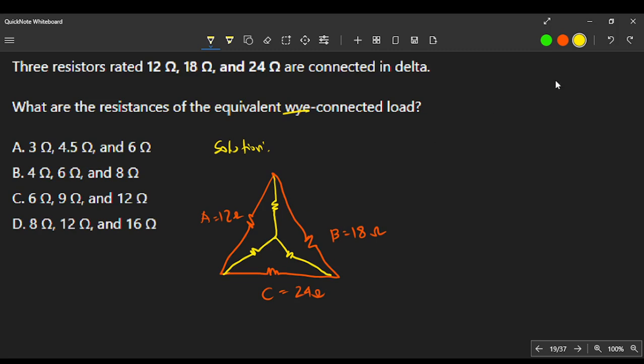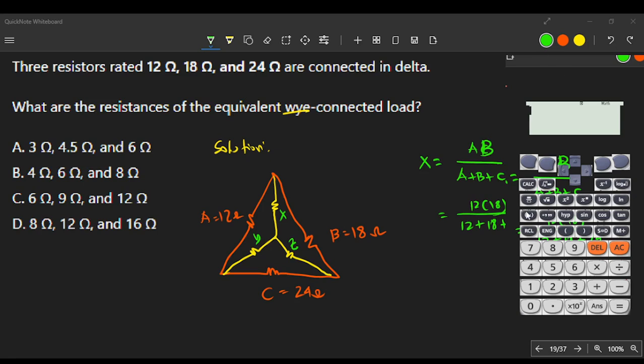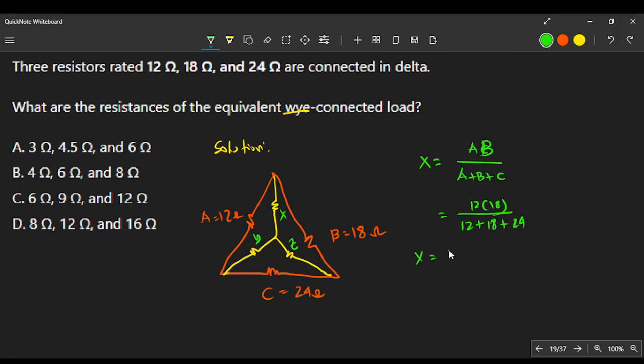This will be our X, Y, and Z. We first solve for X. X is equal to the resistors adjacent to X, which are A and C, over the sum of the three, A plus B plus C. So we have 12 times 18 over 12 plus 18 plus 24. Actually, this one is not C but B. Using our calculator, 12 times 18 over 12 plus 18 plus 24 is equal to 4. So X is equal to 4 ohms.